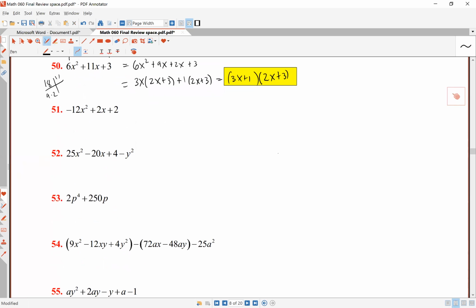Number 51. I don't like negatives in front, so I take them out, as well as the 2 that's in common with all of them. That changes the sign now, negative x and minus 1.